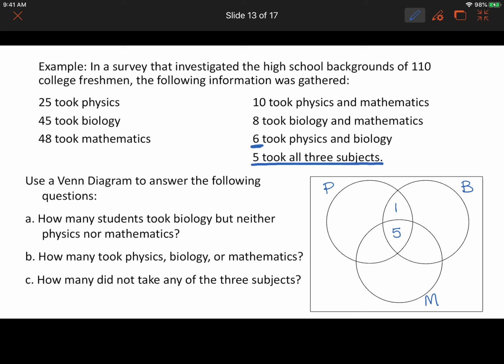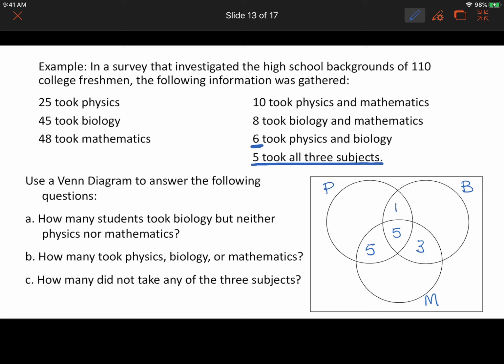All right, we're going to do the same thing for the other 2 sets of intersections. So 8 took biology and math. So I'm looking over here. I've already got 5, so I need 3 more to get to 8. And 10 took physics and math. I've already got 5, so I need 5 more to get to 10.